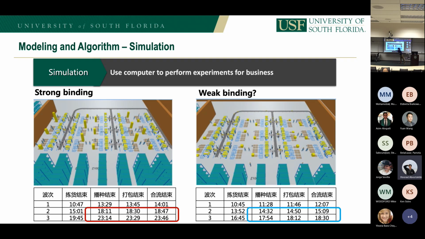Look at the time. With the traditional strong binding way, they have to work until 11 p.m. to finish all of their work. But if we change to weak binding, they can finish all their work at around 6 p.m. That is a quite significant improvement. It's worth investing in new techniques or new management. So this is what-if.